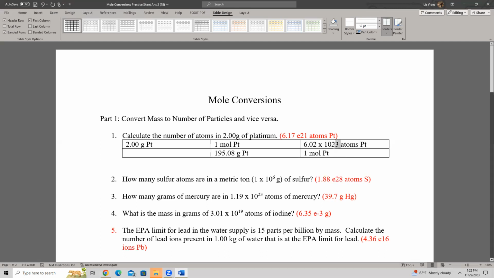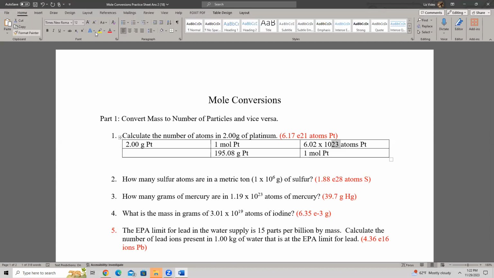Okay, so when we multiply and divide, notice I am not going to even use my calculator for the exponents because this is simple math. And you'll see that what I taught you works here. So 2.00 times 6.02, right? Notice I'm not putting anything else. Divided by 195.08.